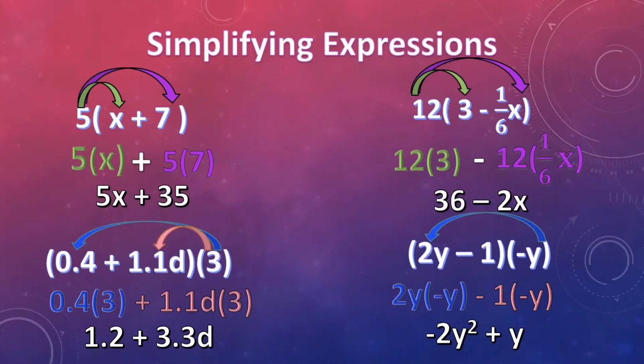So I should have negative 2y squared plus y.